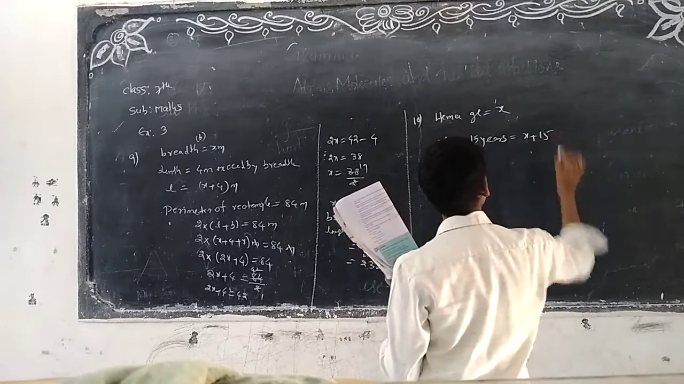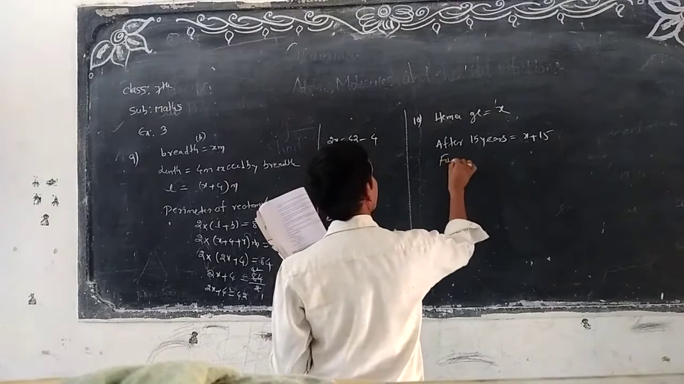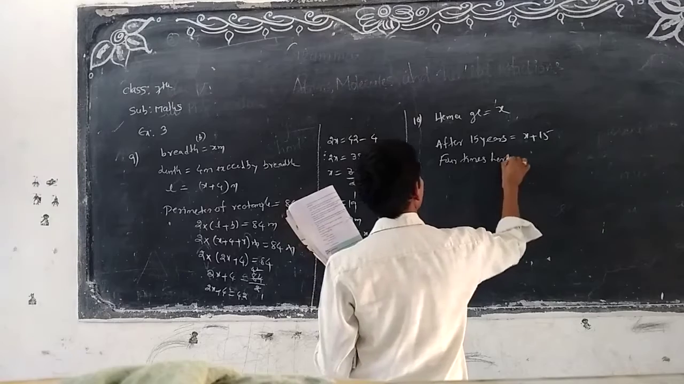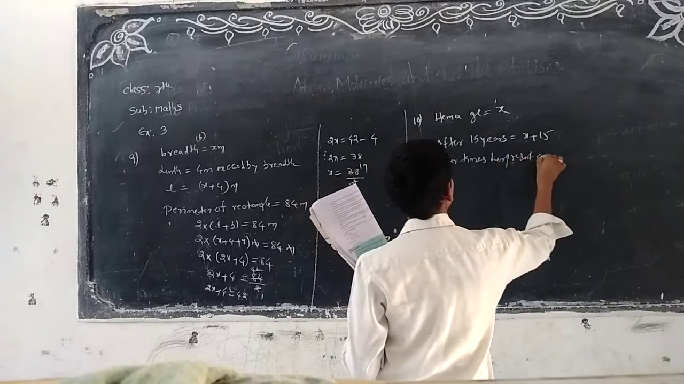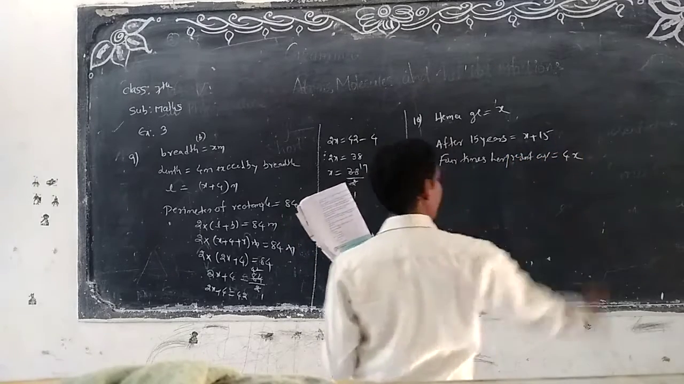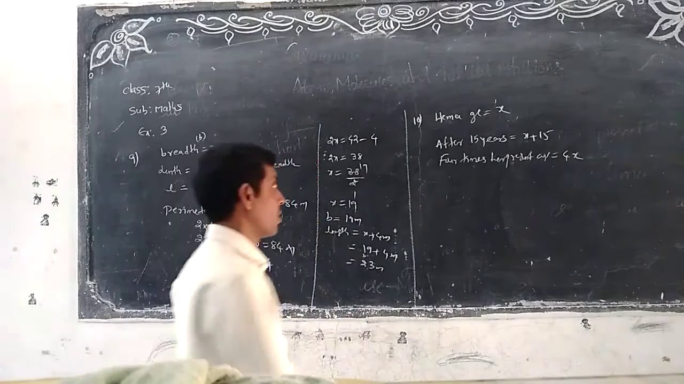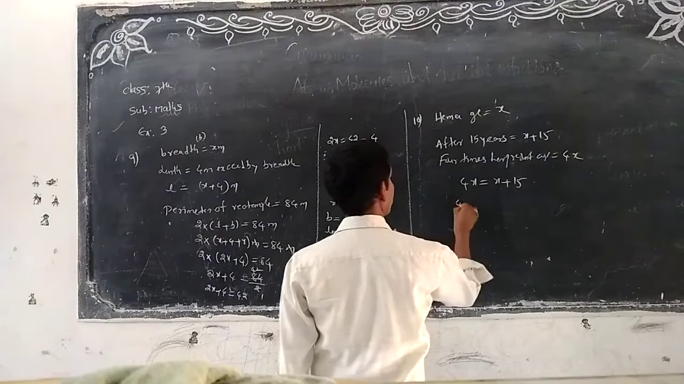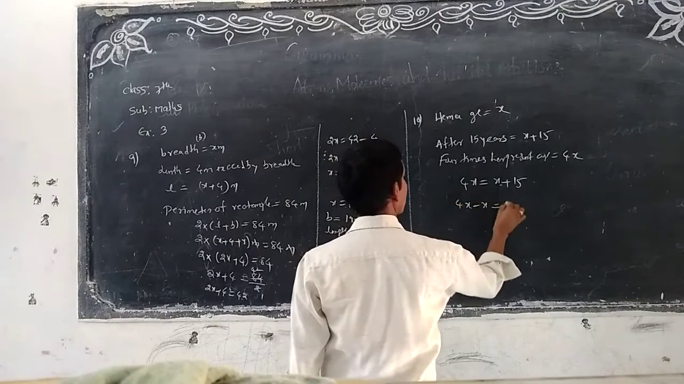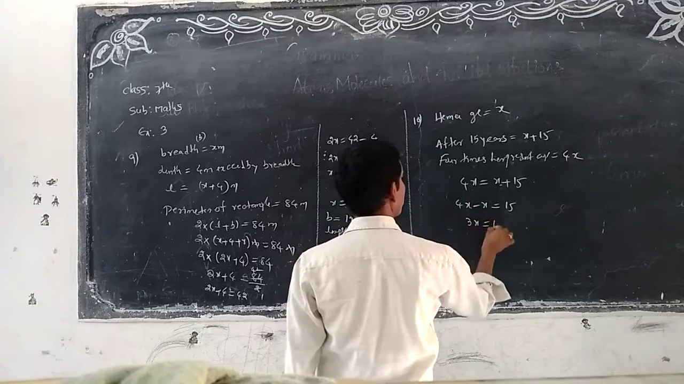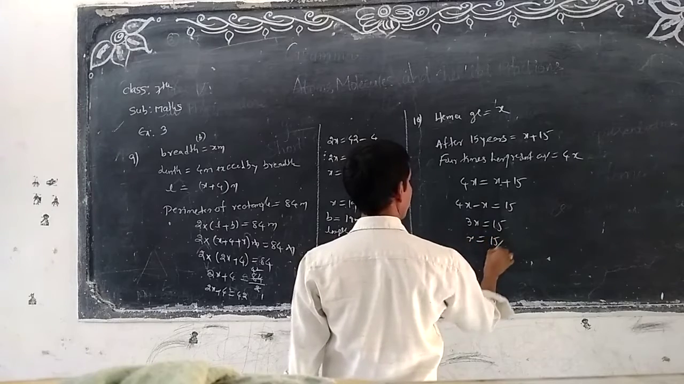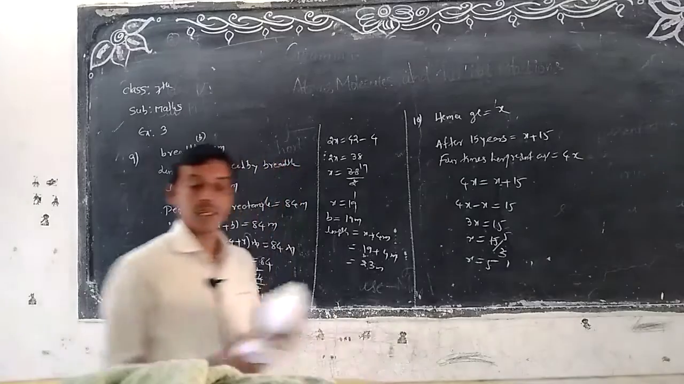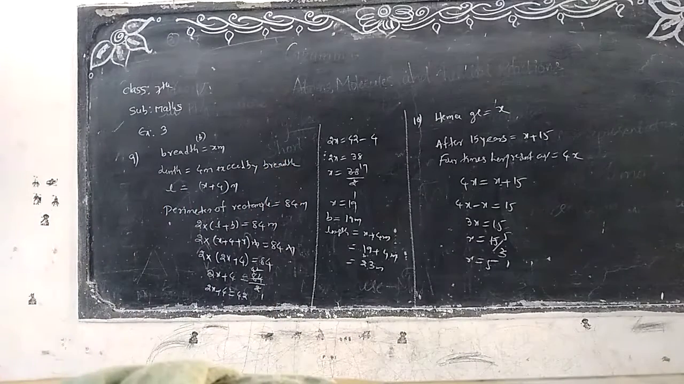x plus 15. 4 times means 4 times her present age, so 4x. Equate this: 4x is equal to x plus 15. Bring this over: 4x minus x is equal to 15. 3x is equal to 15. x is equal to 15 by 3, 3 5s are 15. So, x is equal to 5. What is the x value? 5.